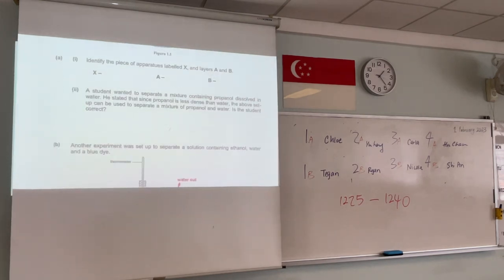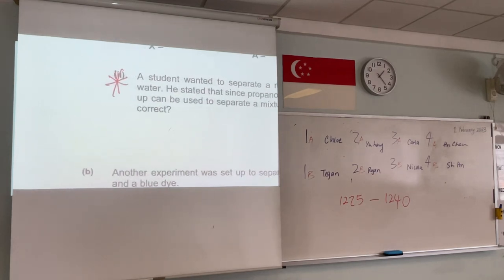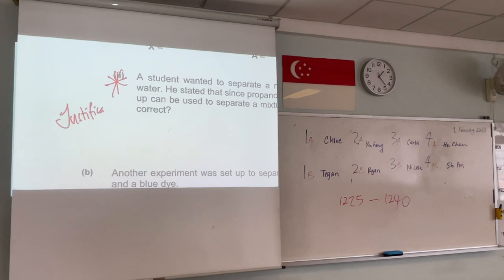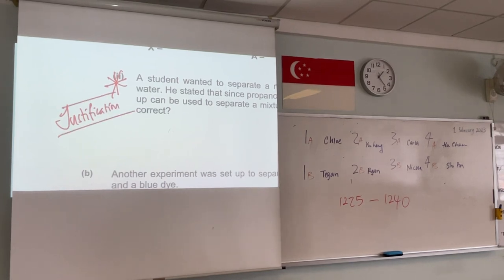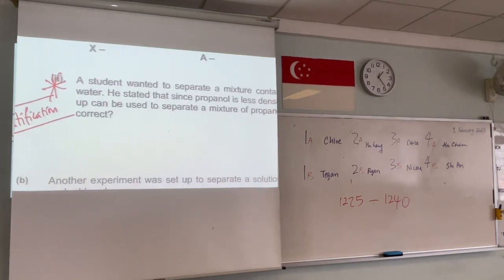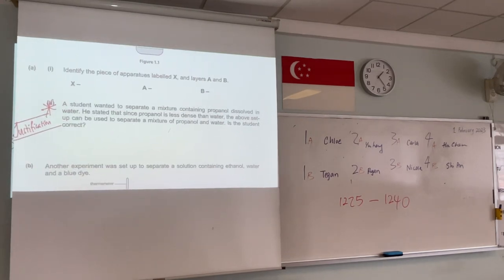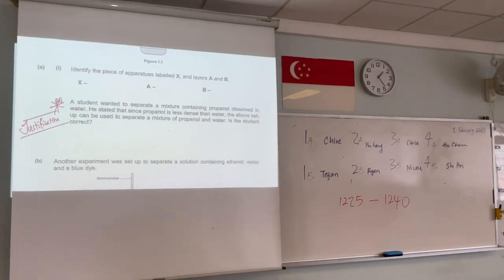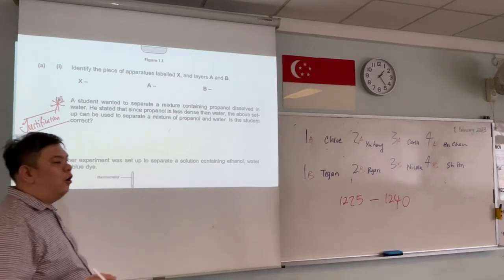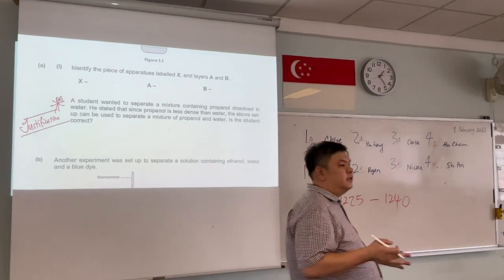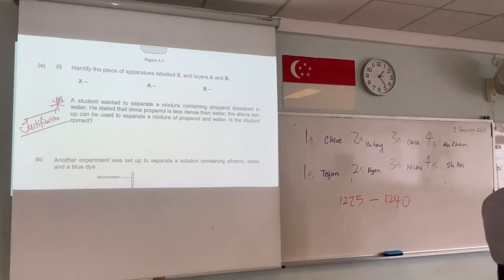Part 2, can you please star part 2 for yourself? This is what we call a justification question. Pretty high order, but this is a simple one. Very hot favorite among Cambridge, because these days they like to give you a certain context. Then they ask you to make a decision: so and so claims this, do you think it's correct or wrong?